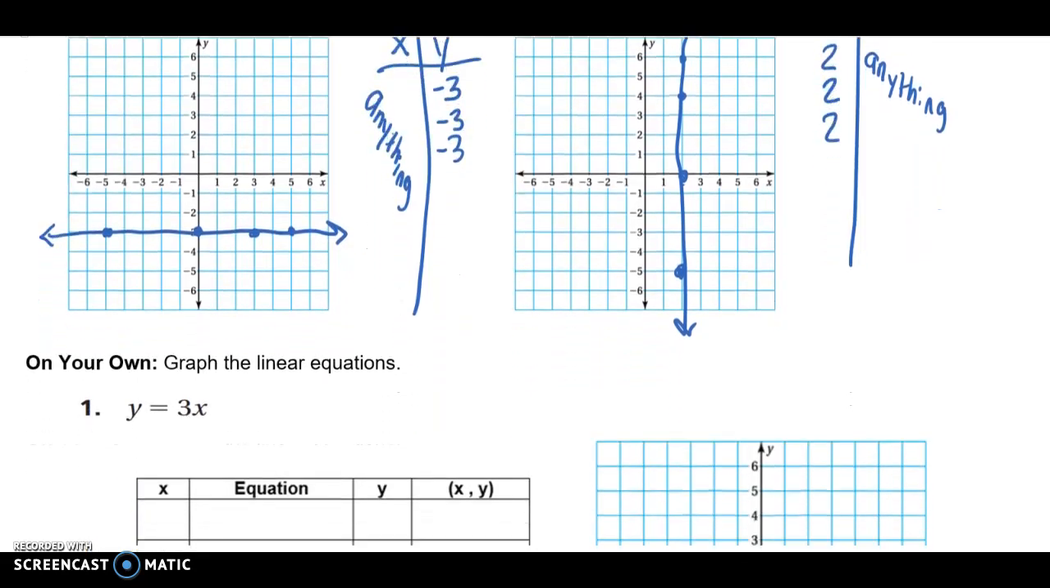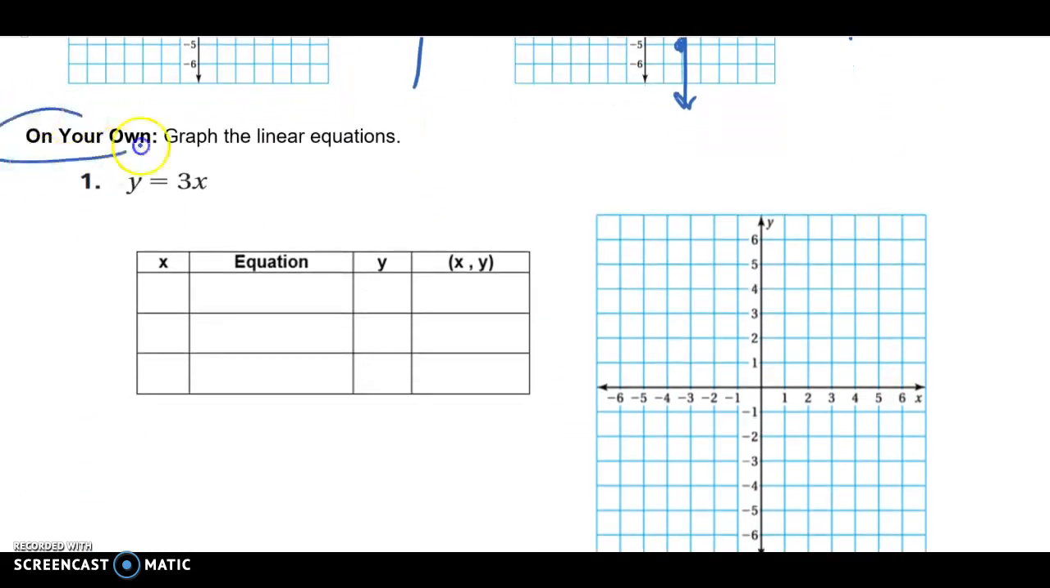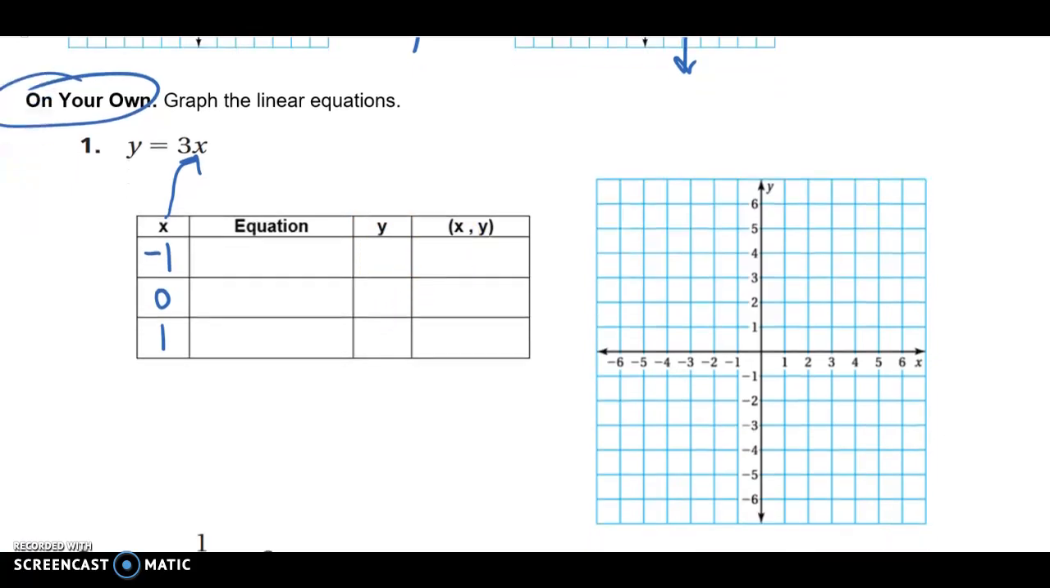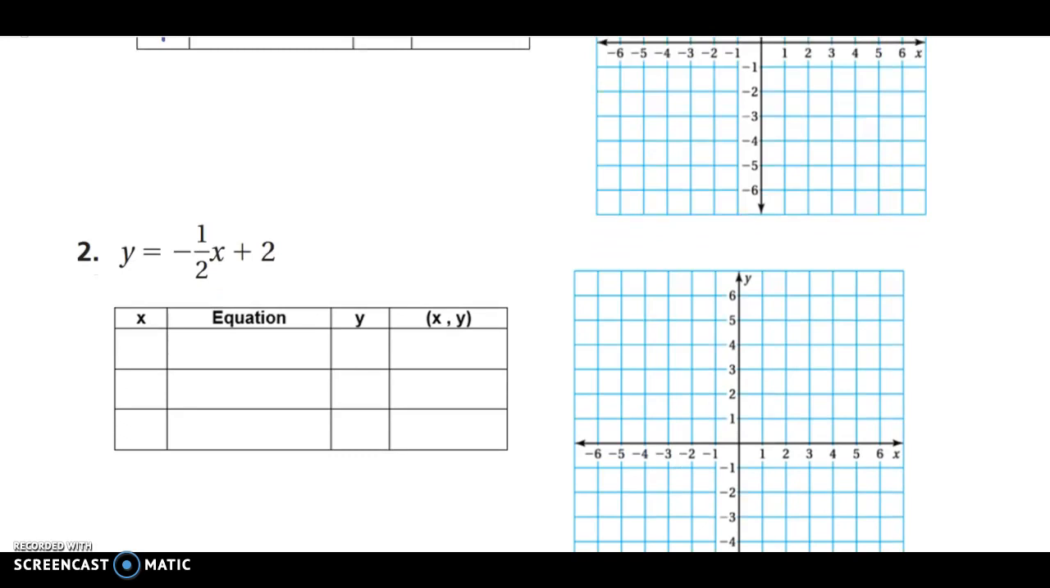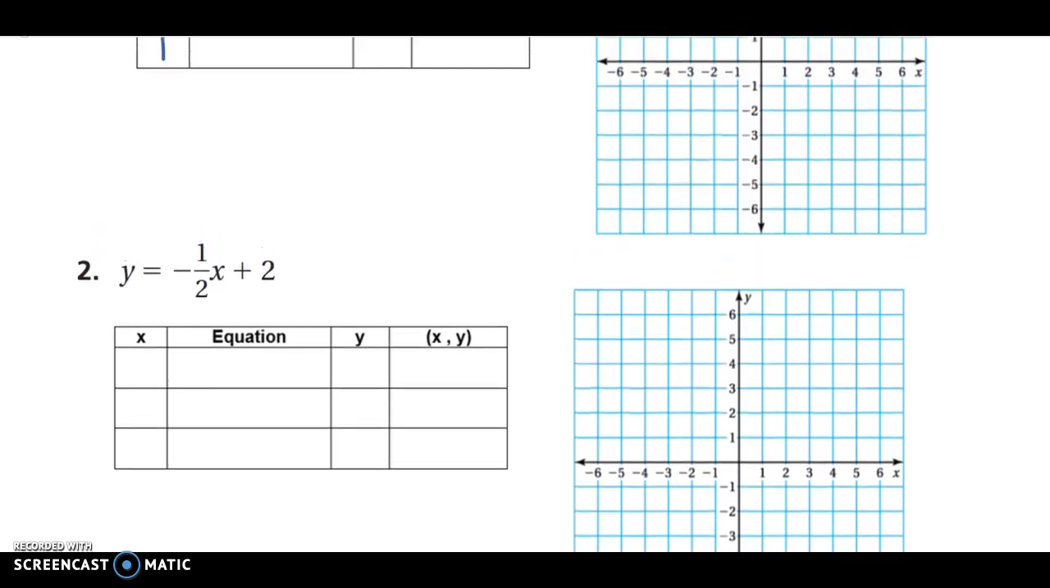You have four to do on your own here. So graphing this on your own, you're going to use -1, 0, and 1 for the x's. You're going to plug those x's in right here to find your y's. You're going to plot those points. And then down here, this one is a little bit different, so we're going to add a few words in here.